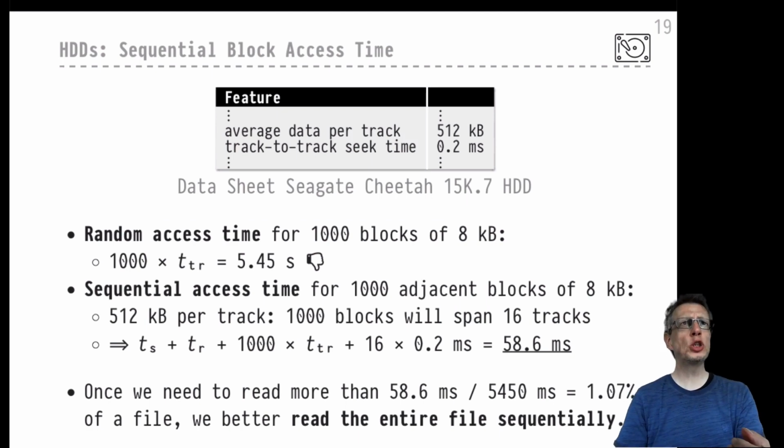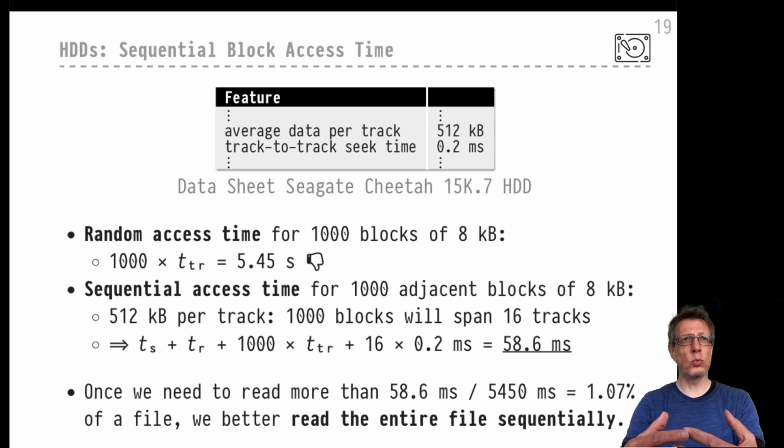How about sequential block access time? We said that this would be the superior mode of access because we only have to expend the seek time and we have to wait for the rotational delay only once. Then what comes into play is the track-to-track seek time, which is also quite nice, 0.2 milliseconds only. Okay, so let's see, we want to really transfer a larger unit of information in this case, not a single 8 kilobyte block. Let's say we want to transfer 1000 blocks of 8 kilobyte information, so about 8 megabytes.